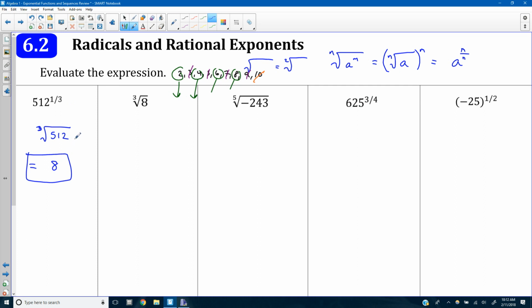But understand that we are not dividing this number by 3. We are not dividing this number by 3. We're saying that 8 times 8 times 8 is 512, which is true.